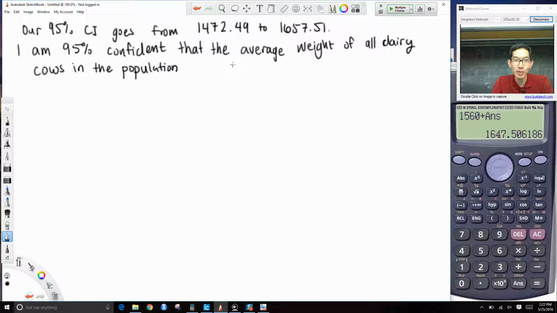I'm 95% confident that the average weight of all dairy cows in the population is between 1472.49 and 1647.51 pounds.